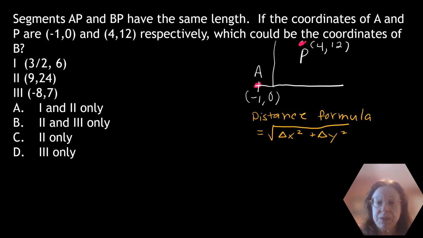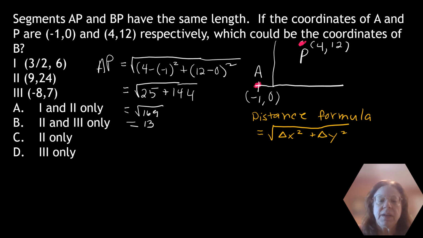and also have put down the distance formula, which is just the square root of the change in x squared plus the change in y squared. So the distance of AP is the square root of 4 minus -1 squared plus the quantity 12 minus 0 squared, which is the square root of 25 plus 144. 25 plus 144 is 169, and the square root of that is 13.